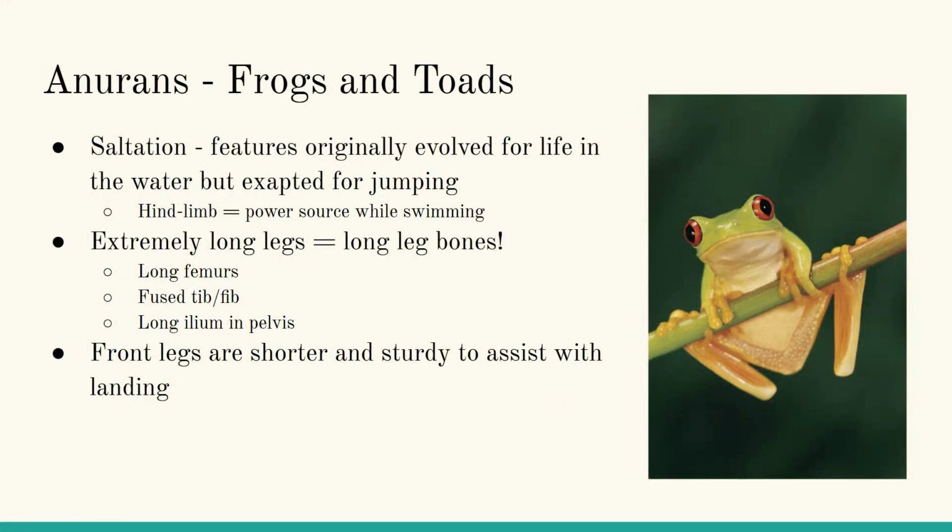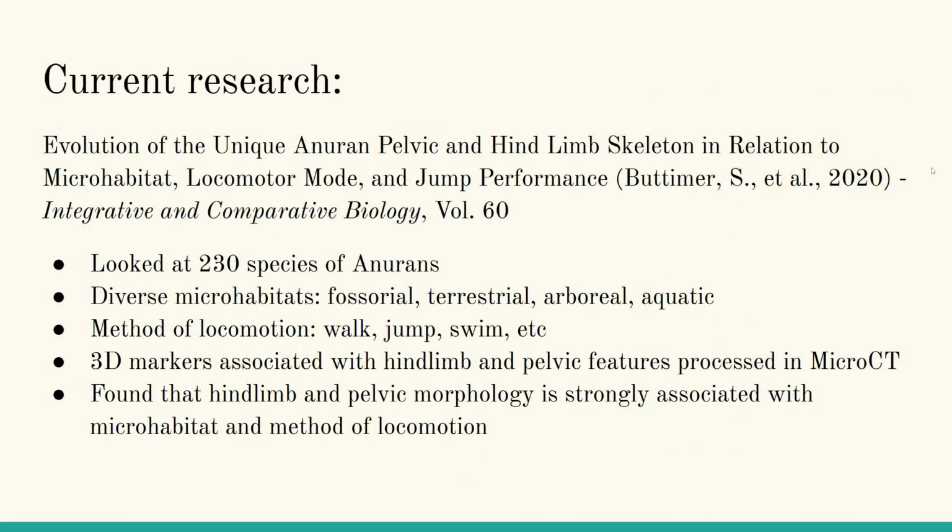Again, going to look at anurans, they move by saltation largely. Those features originally evolved, though, for life in the water, using hind limb powered locomotion while swimming. They have extremely long legs, long femurs, their tib and fib are fused, and there's a long ilium in the pelvis. That's really well adapted for jumping. Front legs are short and sturdy to assist with landing.